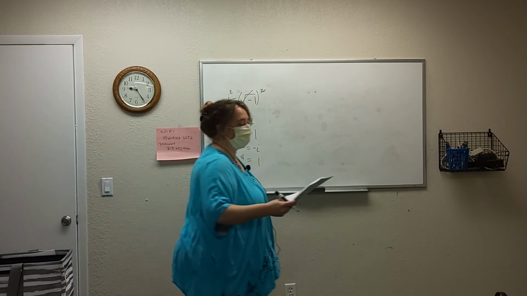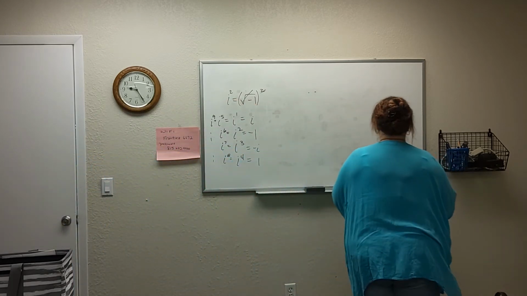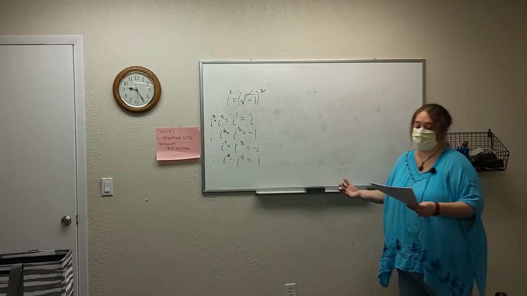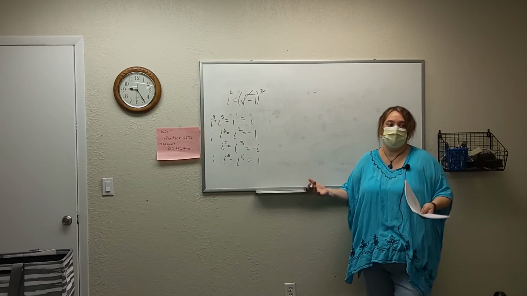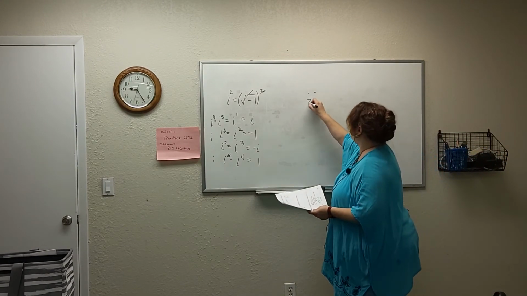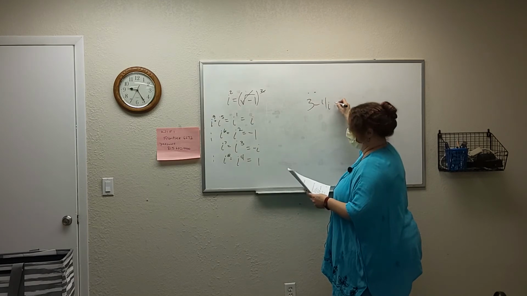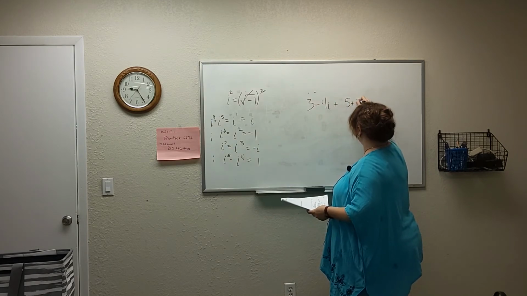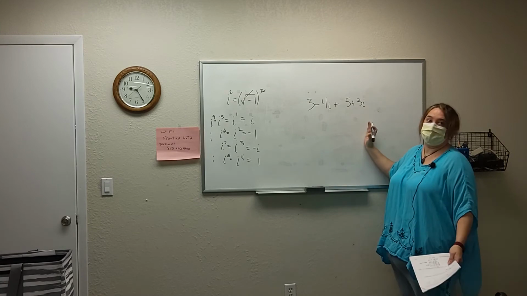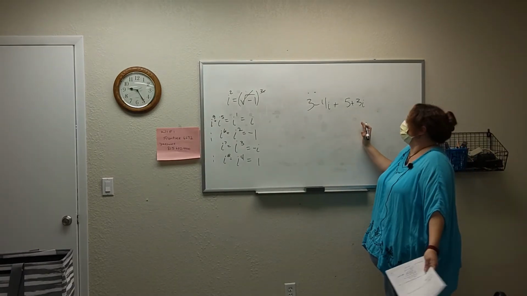ACT number 2. What is the sum of the complex numbers 3 minus 4i and 5 plus 3i? So sum, what operation am I doing? I'm just adding. That's all I'm doing. So I have 3 minus 4i plus 5 plus 3i. Again, all I'm doing here is combining like terms. I'm going to treat i like it's any other letter.